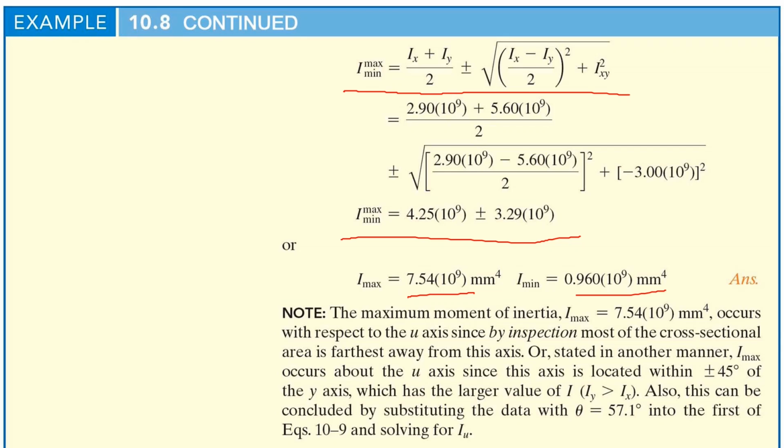Here's what the author says. Maximum about the u-axis by inspection, most of the cross-section area is furthest from this axis. Basically, the author is saying just what I said.